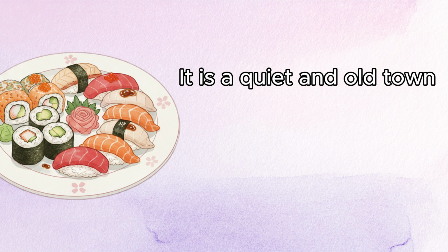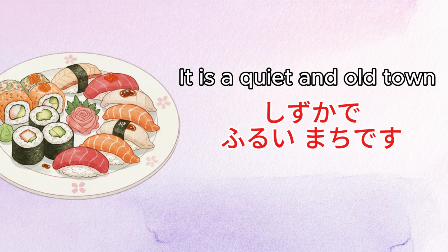Someone asks you what kind of town Nara is. You want to say it is a quiet and old town. How would you construct that sentence? Think about it carefully. The answer is 静かで古い町です.